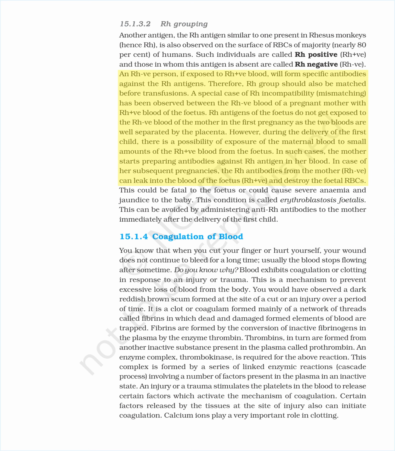In such cases, the mother starts preparing antibodies against Rh antigen in her blood. In case of her subsequent pregnancies, the Rh antibodies from the mother, Rh-ve, can leak into the blood of the fetus, Rh+ve, and destroy the fetal RBCs. This could be fatal to the fetus or could cause severe anemia and jaundice to the baby. This condition is called erythroblastosis foetalis. This can be avoided by administering anti-Rh antibodies to the mother immediately after the delivery of the first child.